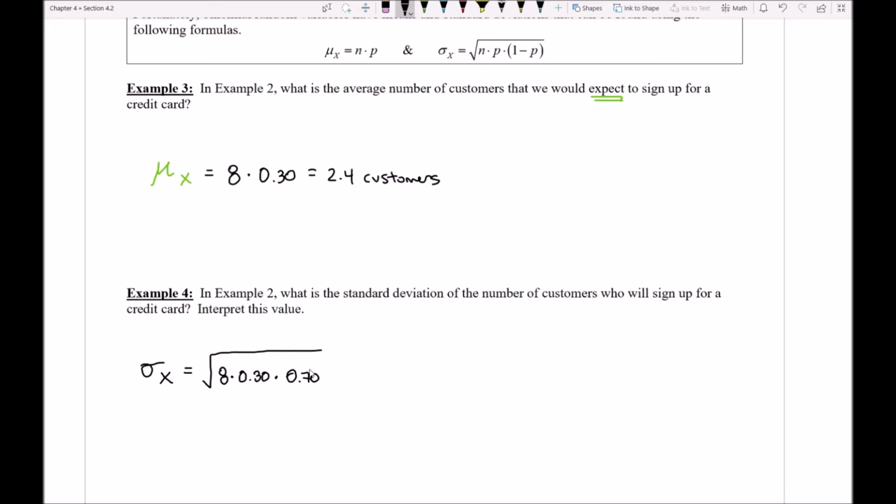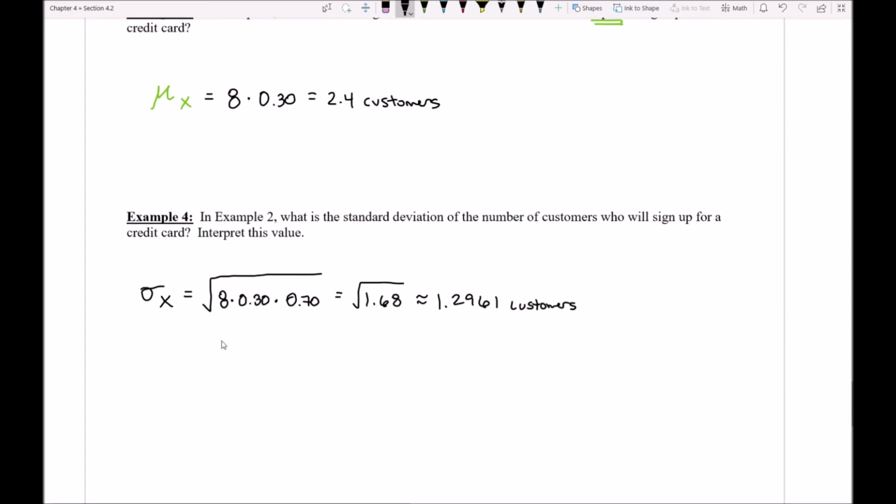Now, if I was to type all of this in the calculator and crunch out a final value, I think what I would end up with here is the square root of 1.68, which, when rounded off to 4 places, is 1.2961. And again, the units here are customers. And again, we should be able to interpret this value. Remember, what we're seeing here is that we have our average of 2.4 in the middle, and then our standard deviation is how much we should expect is pretty common to go above or below average.